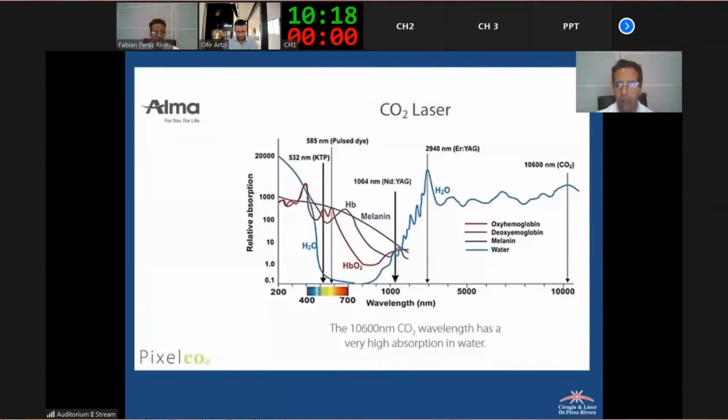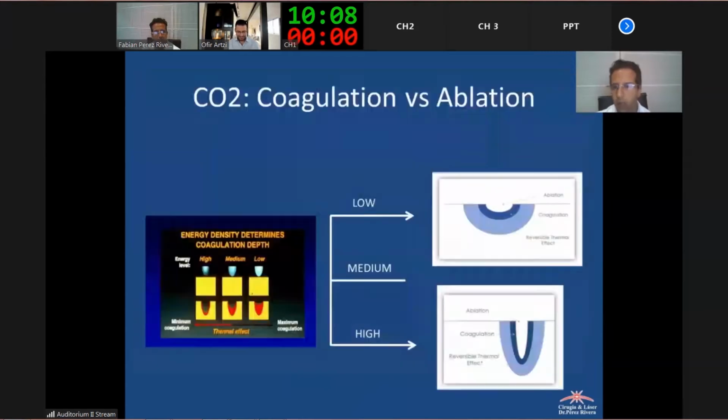First, to remind you that the CO2 laser works at 10,600 nanometers. That's why we obtain a complete absorption in water, in the skin water. We need to mention that when we think about CO2 laser, we have two actions in mind: coagulation or ablation, or a combination of both of them.